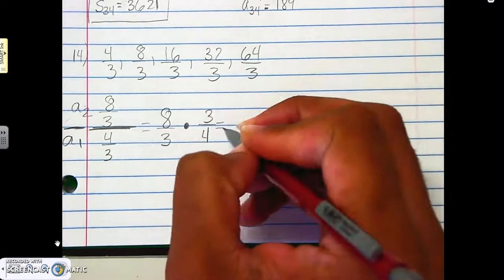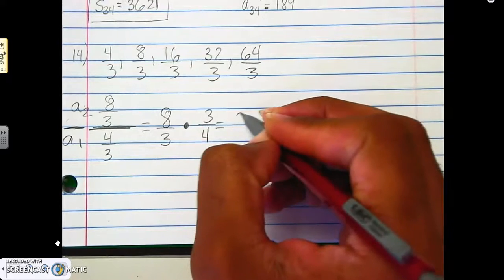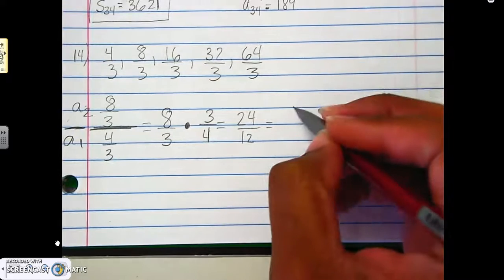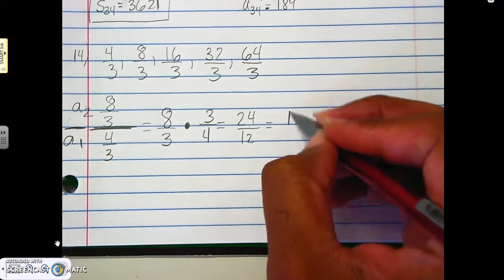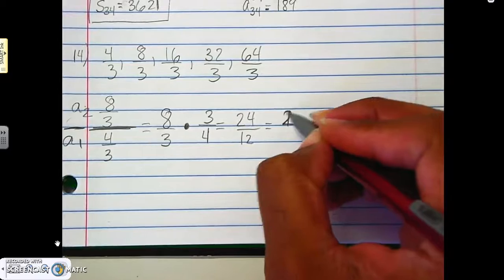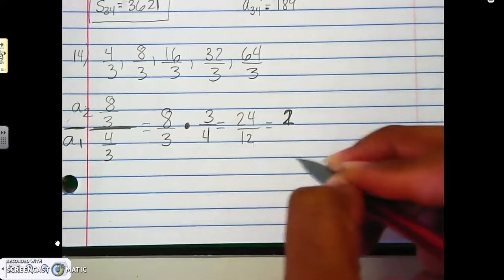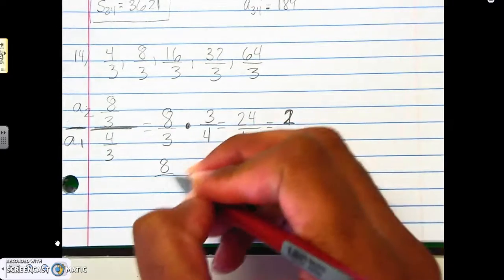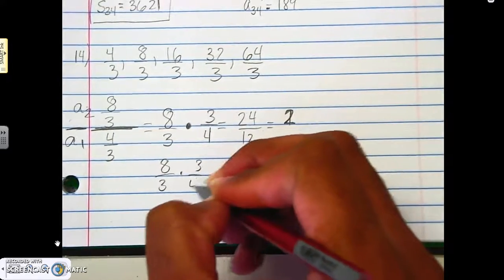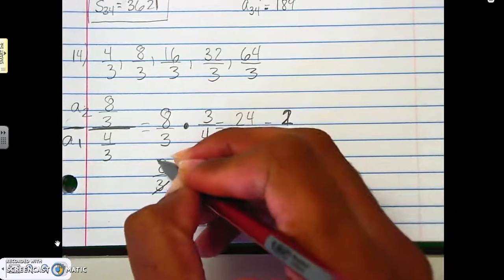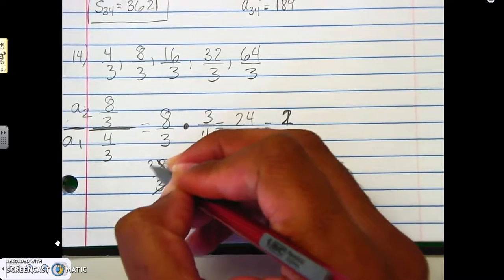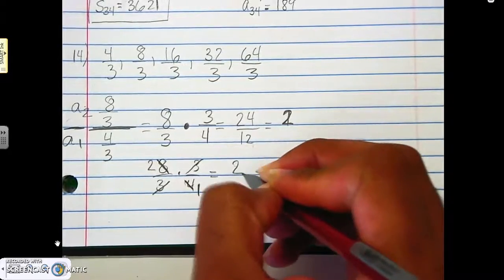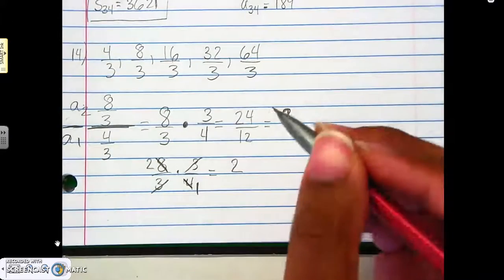Here you can multiply straight across or cross reduce. If you multiply straight across, that's 24 over 12, and everybody should see that reduces down to 2. Divide both by 12 and you get 2 over 1, which is 2. Or if you know how to cross reduce, 4 goes into 8 two times, and 4 goes into 4 one time. So you get an answer of 2 also. That's A2 divided by A1.